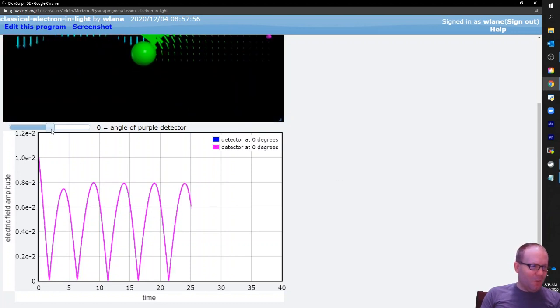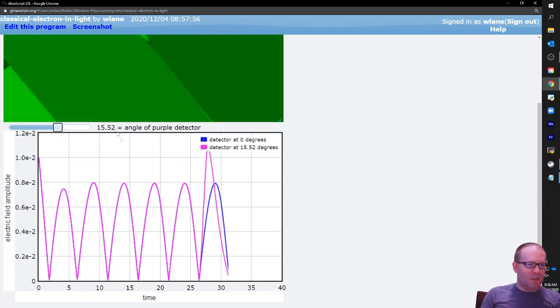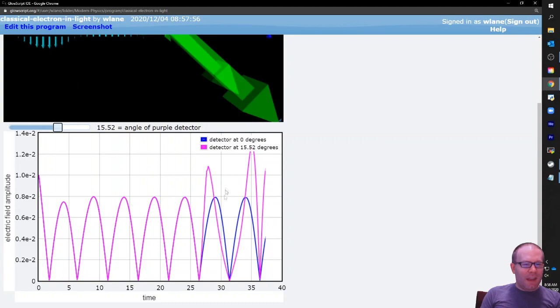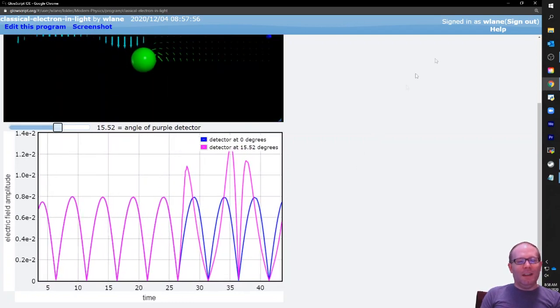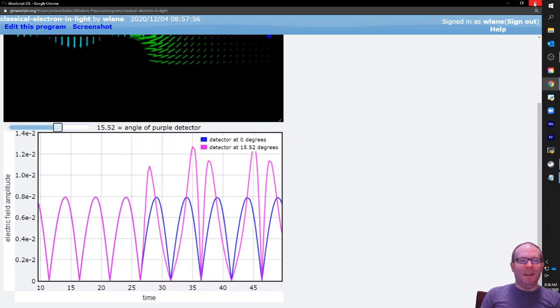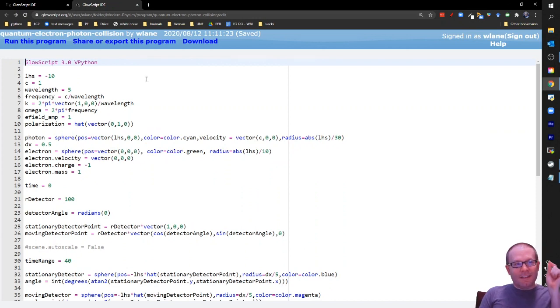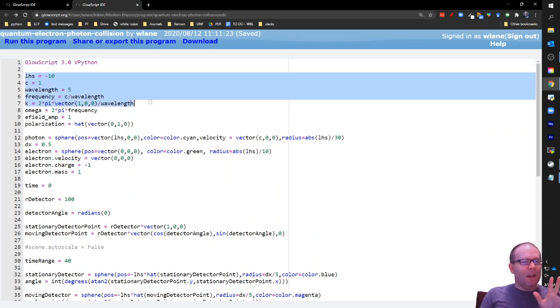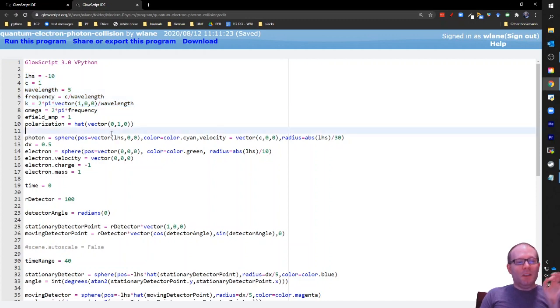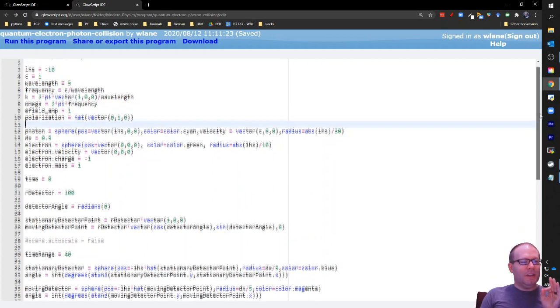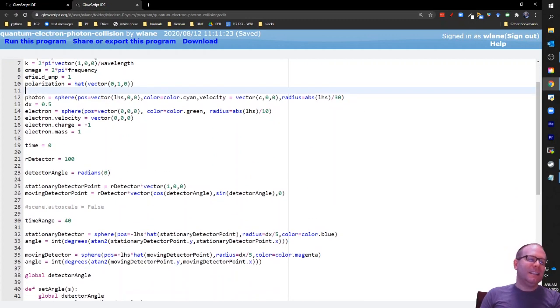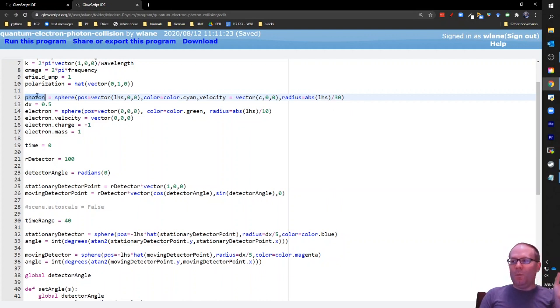The important thing is what we're seeing at the detector, though. Let's say we move it to just 15 degrees. Again, the amplitudes are different, but we're going to get the same frequency as we had coming in. Now let's compare that with the quantum system. You notice we're setting up the same information at the beginning. We have a wavelength, we have a frequency, we have the speed of light, but we're going to be using that information differently now because now instead of creating a wave coming in, we're going to create a photon.